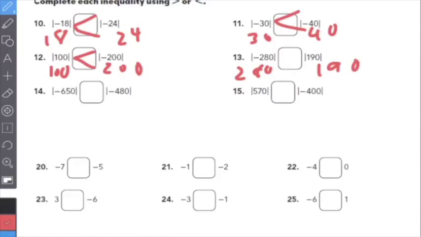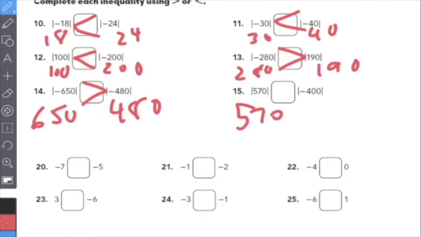Okay, so we have 280 and 190, so 280 is obviously going to be greater. We have 650 and then 480, and again, that's how far they are away from 0, so 650 is bigger. Now we have 570 and 400, and 570 is going to be bigger.